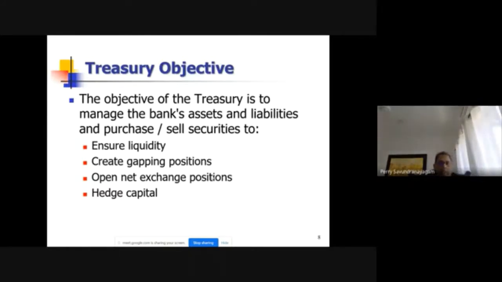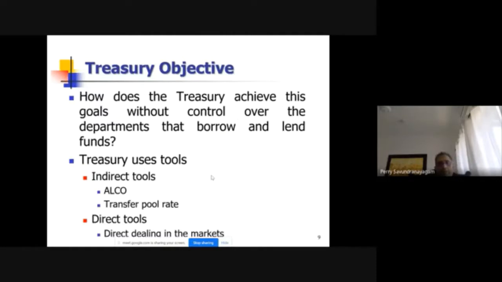So we are repeating some of these objectives again. One of the objectives of Treasury is to ensure liquidity. We discussed that. Create gapping positions. We have discussed that. Manage open net exchange positions. And then capital hedging, which is not very important, but the first three are predominantly important for any Treasury function. The other one is more for the bigger organizations.